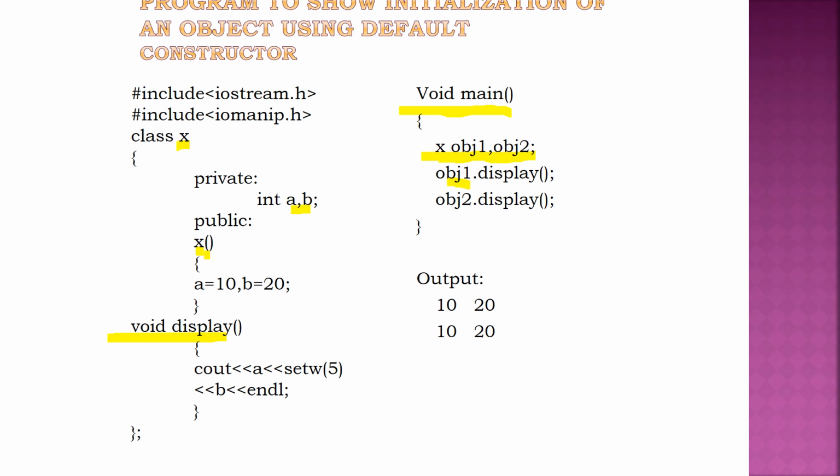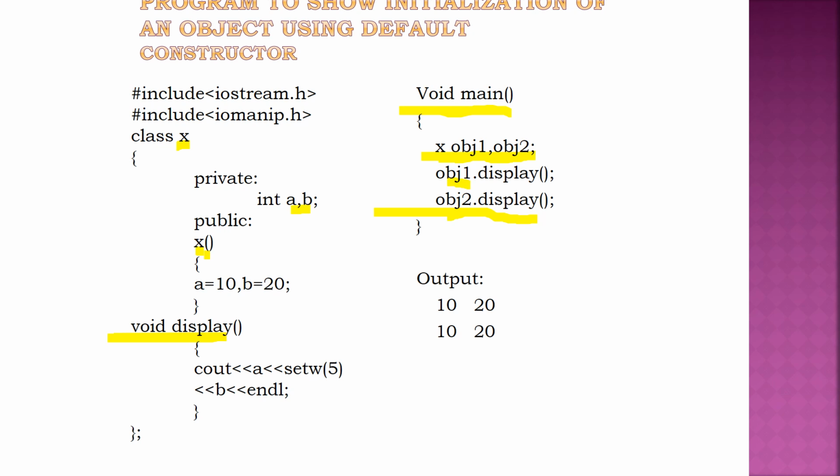This type of invocation, we tell that it is a default constructor. I have accessed my display function two times, that is object1.display and object2.display. Once I access it two times, my output is printed two times. One is a value is 10 and b value is 20.